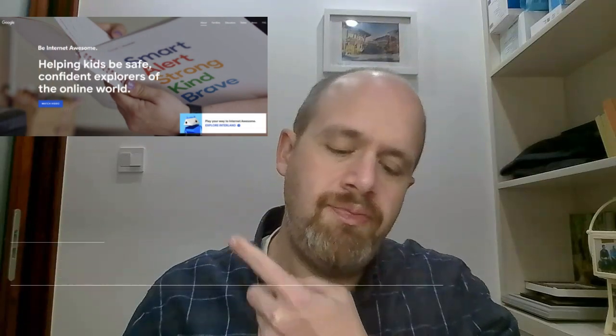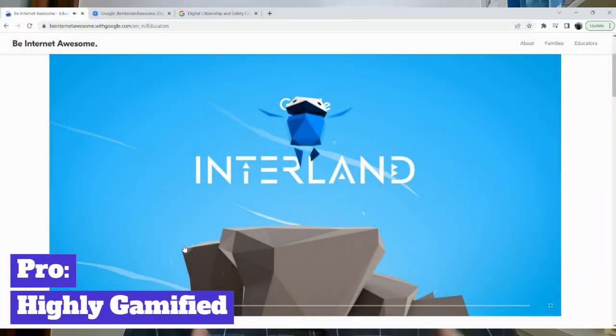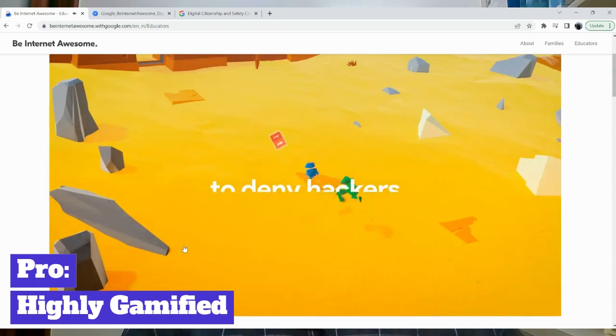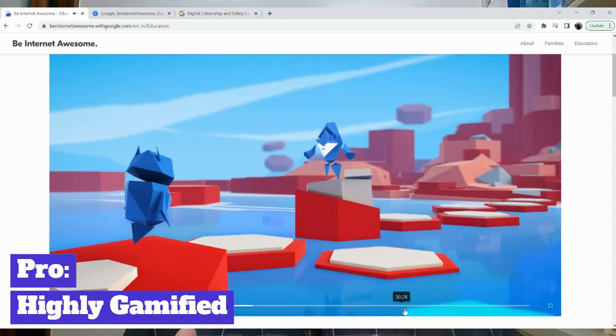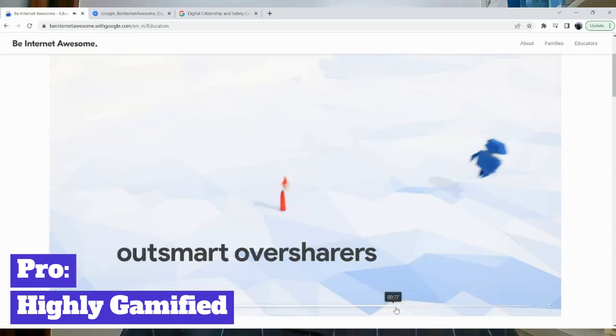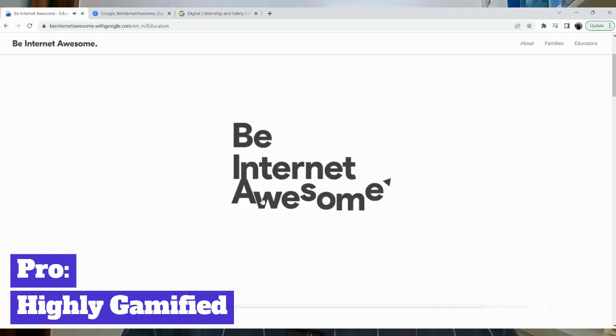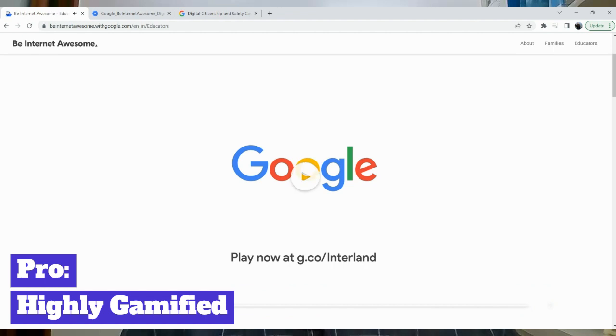You can see here it is a very highly gamified system. It is built around a character who goes into different levels, and each of the levels is focused on one of the digital citizenship concepts that the students need to learn about, and they have a little character that they're going to control through these processes. It's colorful, it's interactive, the students really enjoy this process.